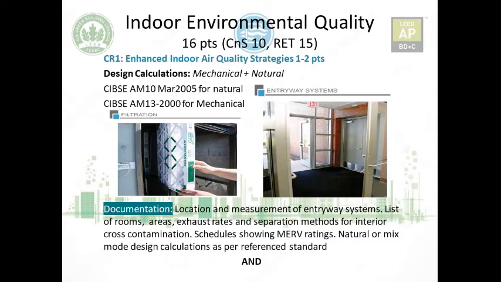So the documentation is the location and measurement of the entryway system. We have a limitation on the entryway system and its location. It should be at all the functional entrances. A list of room areas and exhaust rates and separation methods: exhaust rates where there could be hazardous gases, and separation methods for interior cross-contamination protection. Schedules showing MERV ratings in case you are going for the filtration strategy, and natural or mixed mode design calculations as per the CIBSE reference standard.